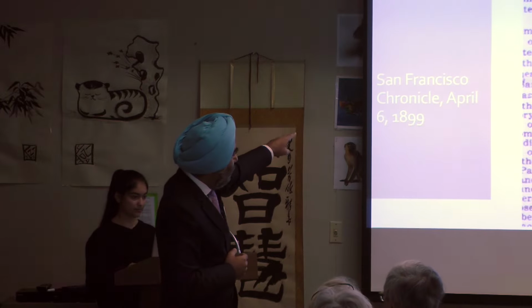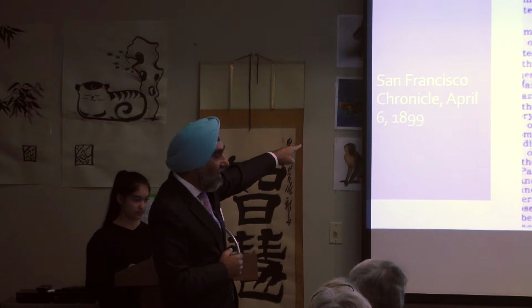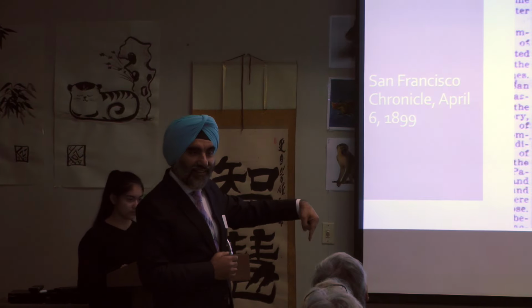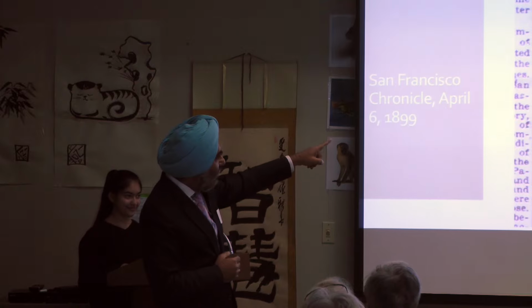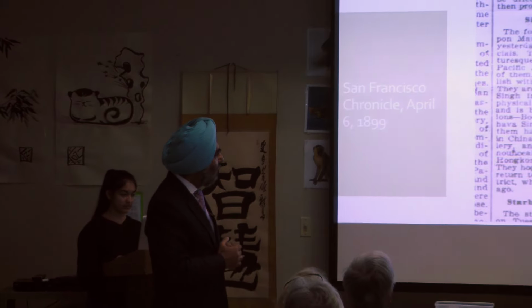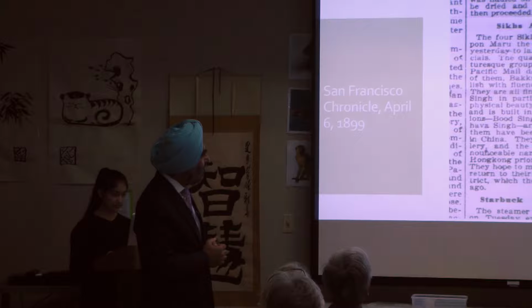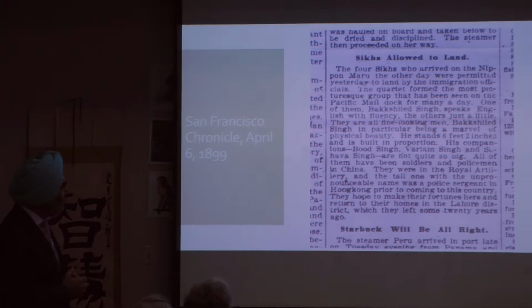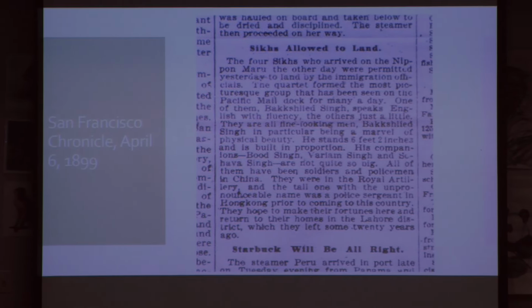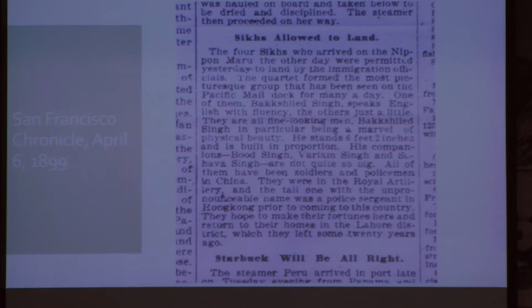So this is from San Francisco Chronicle, 1899, right here, 118 years ago. It says 4 Sikhs who arrived on Nippo Maru the other day were permitted yesterday to land by immigration officials. The quartet formed the most picturesque group that has been seen on the Pacific mail dock for many a day. One of them, Baksheesh Singh, speaks English with fluency, the other just little.